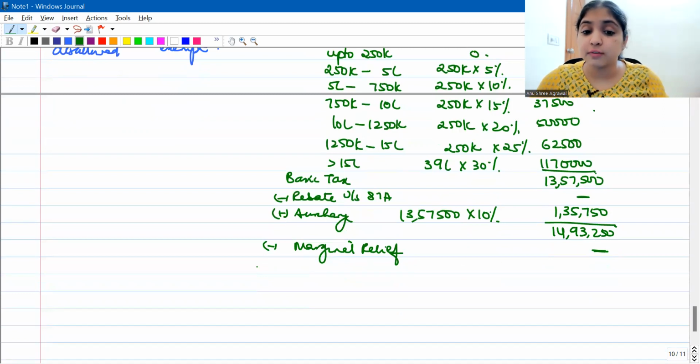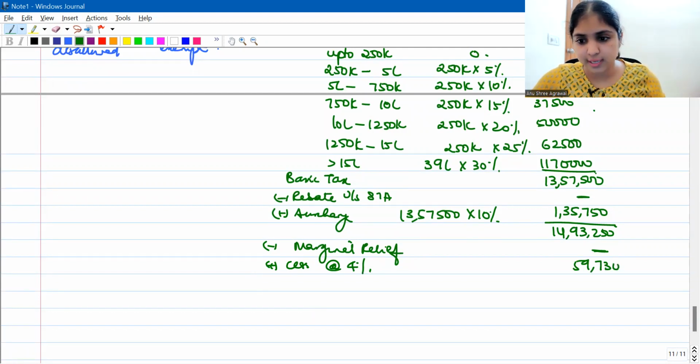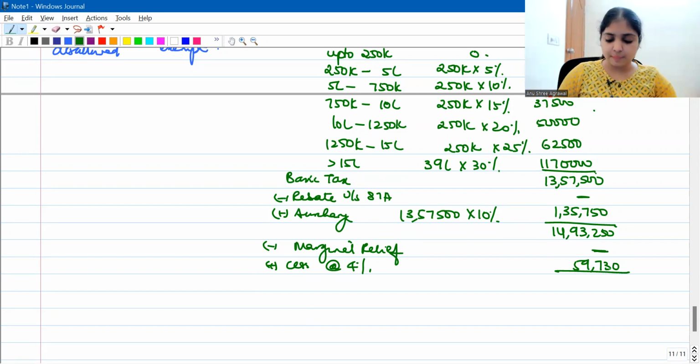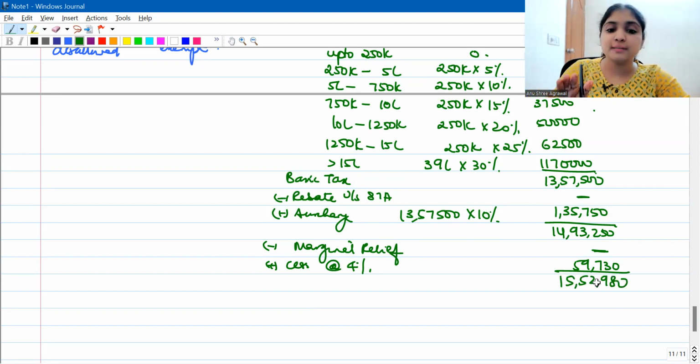Then we will straight away add cess at the rate of 4% of our tax number. That will be 59,730. So if you add up, the total tax liability of our assessee will be 15,52,980. Okay, this is the total tax liability of our assessee.